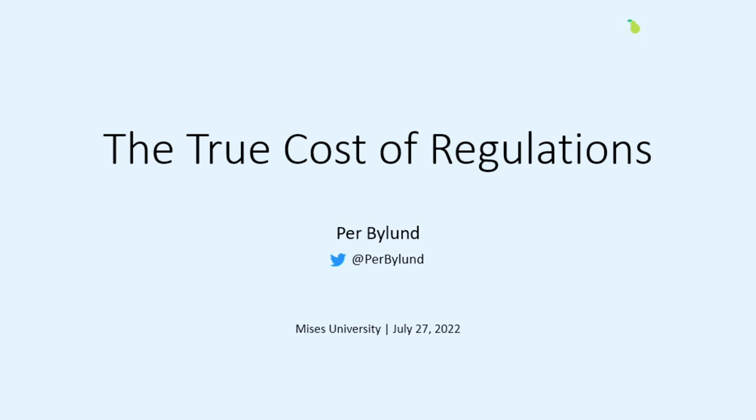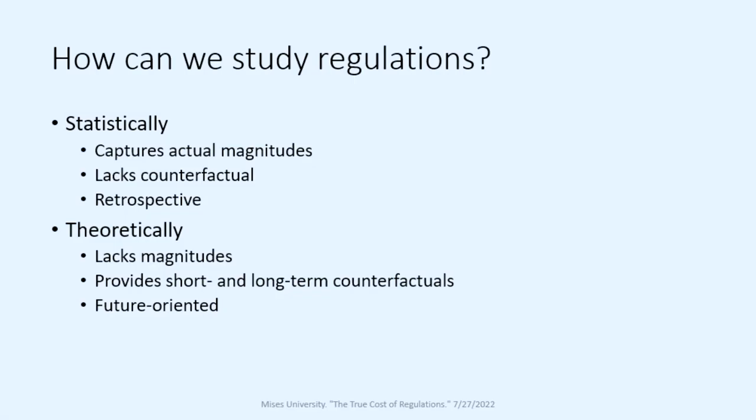So how can we study regulations? Well, the common way would be to study statistically, look at empirical data, and try to figure out, okay, did this cause a problem or did it make things better, right? So we can capture actual magnitudes. We can look at, say, the unemployment rate, or the average wage for people after, say, we have increased the minimum wage. Let's see, do wages go up or do they not? That sort of thing. Of course, data is history. Data only tell us what happened at that point in time, and they only tell us about that specific situation.